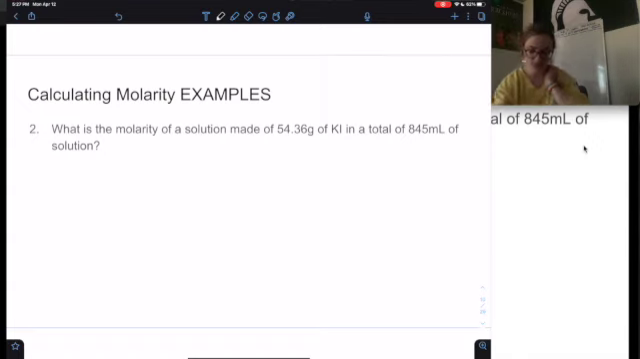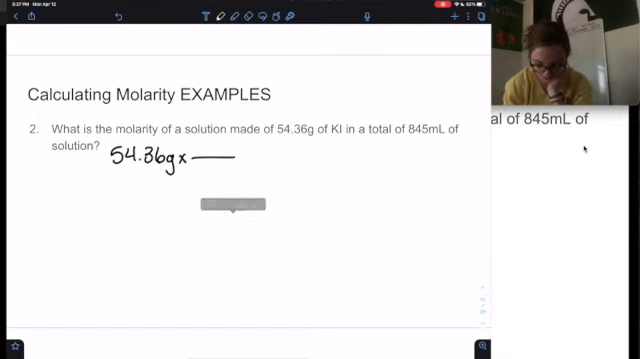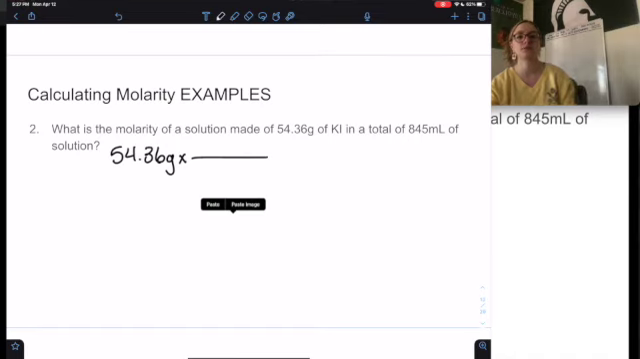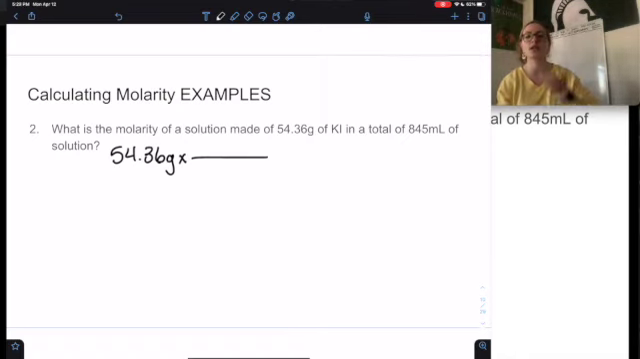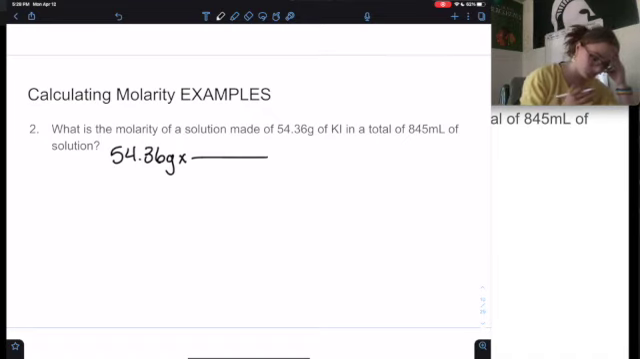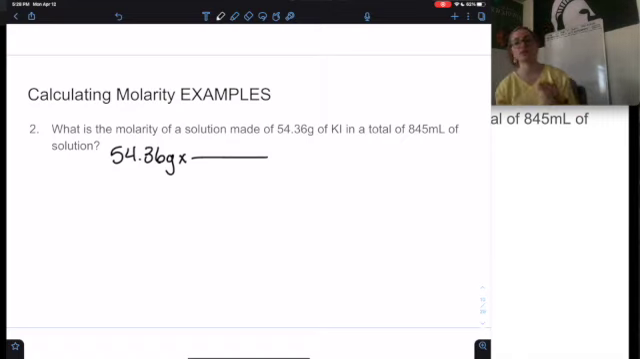So that being said, I have 54.36 grams. And if we add up the mass of potassium, that is 39.1 grams per mole, and we add that to the mass of iodine, which is 126.90 grams per mole, what we end up with is a conversion factor that says the formula mass of potassium iodide is 166 grams for every 1 mole.